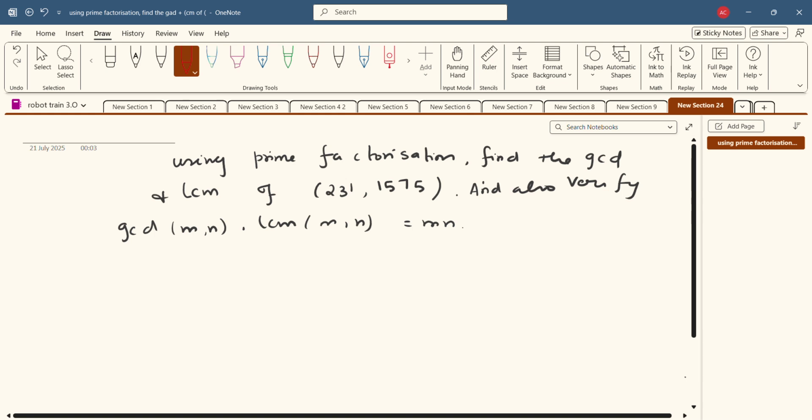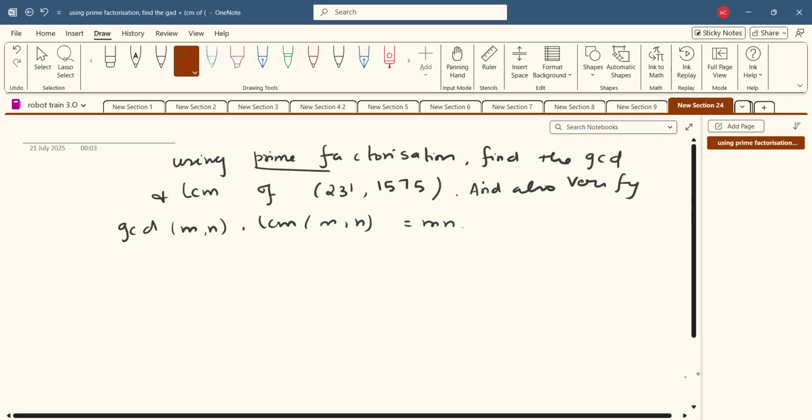Today we talk about another problem related to greatest common divisor. Using prime factorization, find the greatest common divisor and LCM of 231 and 1575, and also verify that greatest common divisor of m, n times LCM of m, n equals mn. Here I am going to apply prime factorization. Already we know how to manipulate a greatest common divisor by using prime factorization.